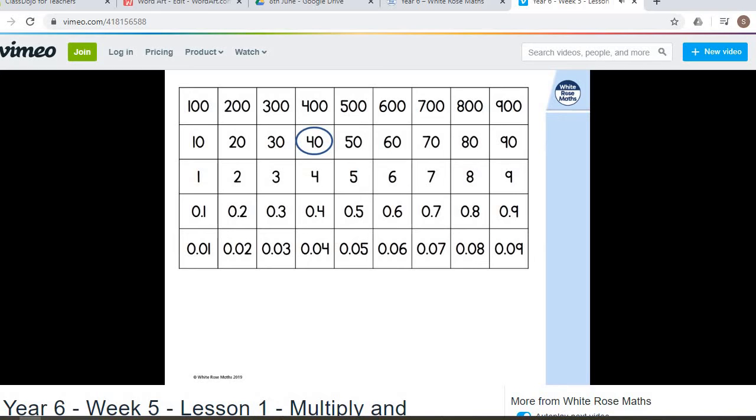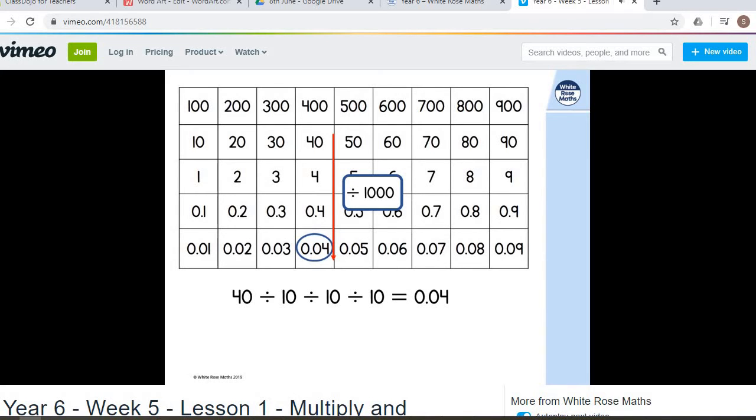Counter's currently on the 40. Let's see where it goes now. Okay, this time it's gone down by 3 columns. Down once, we know that's divided by 10. Divide by 10 again. Divide by 10 again. So, to get from 40 to 0.04, we could say it's divided by 1,000 as well.